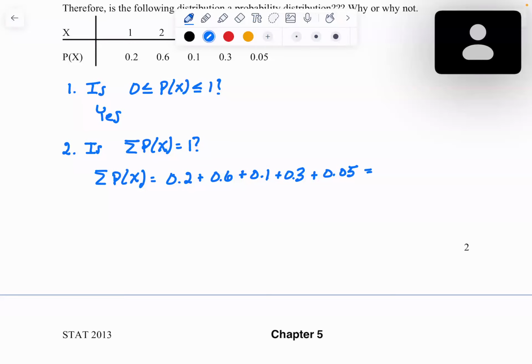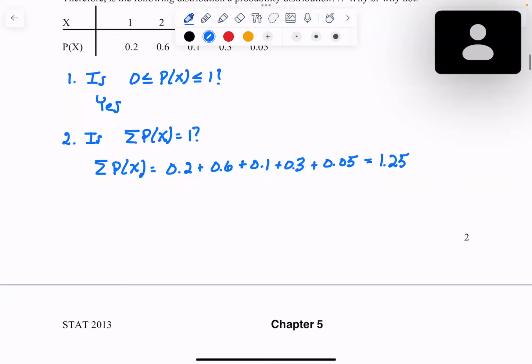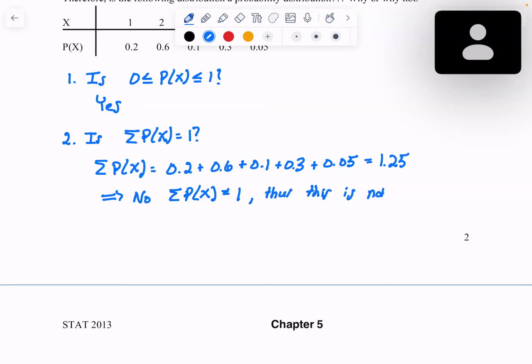Yeah, 1.25 is correct. So when I sum all of these probabilities, I get 1.25. And obviously that is not equal to 1. So this implies that no, the sum of the probabilities does not equal 1. Thus, it is not a probability distribution.